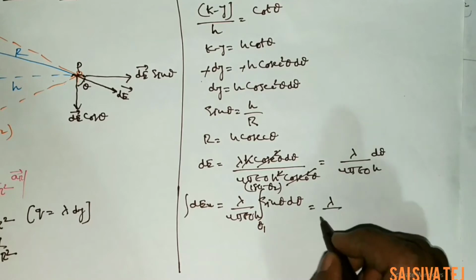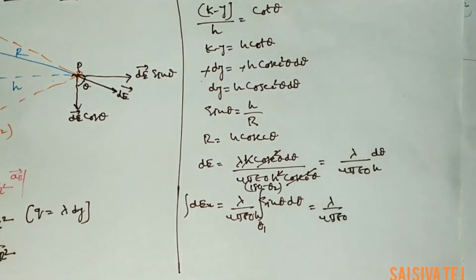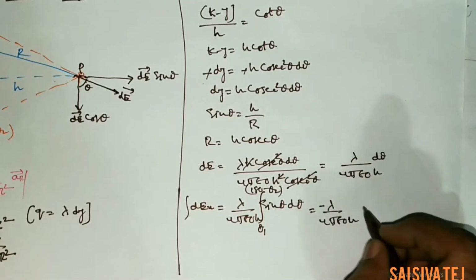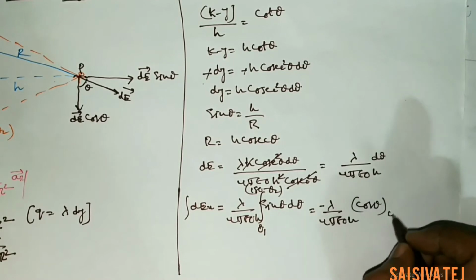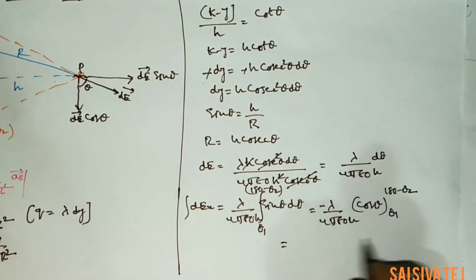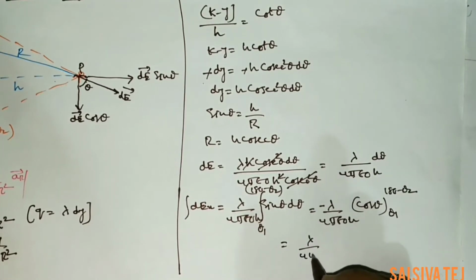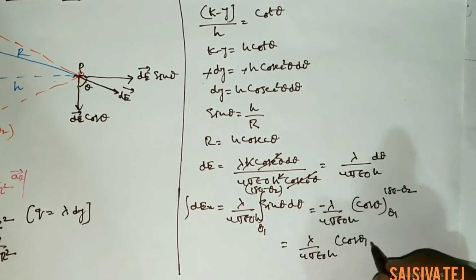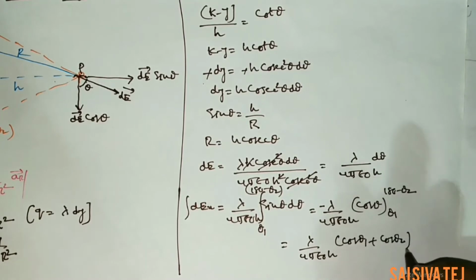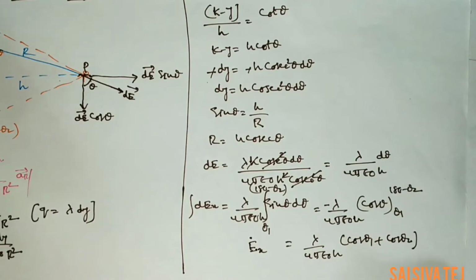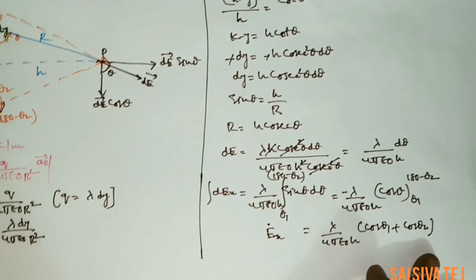So lambda divided by 4 pi epsilon naught h, with the minus taken outside, cos theta between the limits theta 1 and 180 minus theta 2. If we simplify this, we are going to have lambda by 4 pi epsilon naught into h, cos theta 1 plus cos theta 2. This is the electric field intensity along the x direction, Ex bar. Or if you consider the magnitudes, we get only Ex.